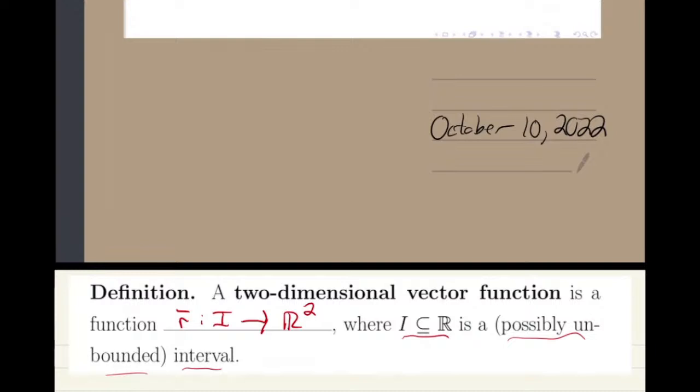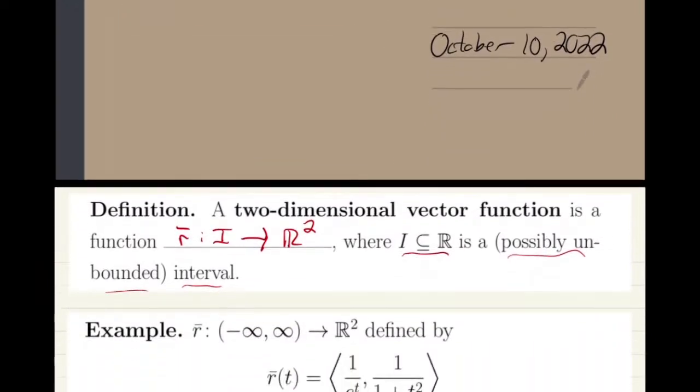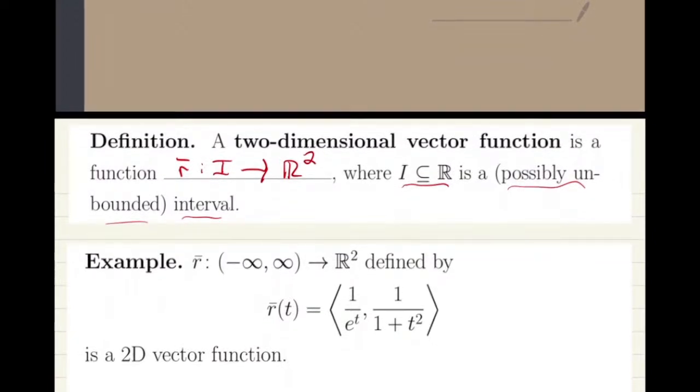I again can be possibly unbounded. In fact, I could be the whole real number line. That's what we see with this next example. R is defined on the whole real number line, and of course, you could just use R for that instead. But the range is a subset of R2. It's defined by R of t, and you see it has two components, since the range is in R2. This is an example of a 2D vector function. The vector function tracing the movement of the zebra at the beginning is also an example of a 2D vector function. So there's two examples for you right there.